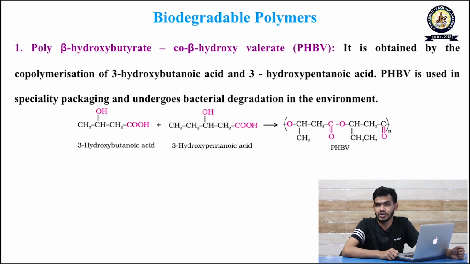A large number of polymers remain undegraded for quite a long time, because they are not degraded by any microbes. So these are causing some environmental issues. In order to overcome that, some biodegradable polymers have been designed or developed. Here I am explaining the synthesis of PHBV. It is obtained by the copolymerization of 3-hydroxybutanoic acid and 3-hydroxypentanoic acid, and it is used in specialty packaging, and this polymer undergoes bacterial degradation in the environment.